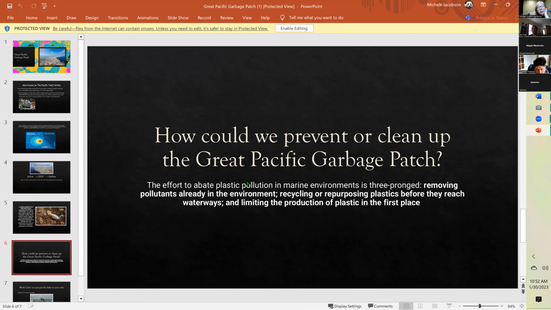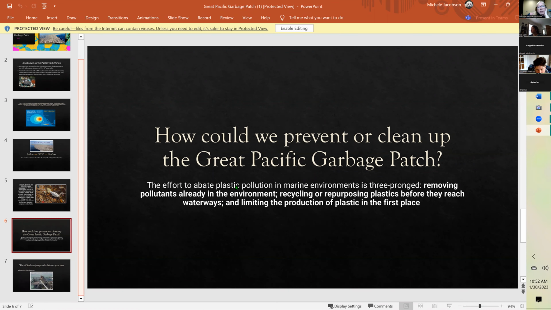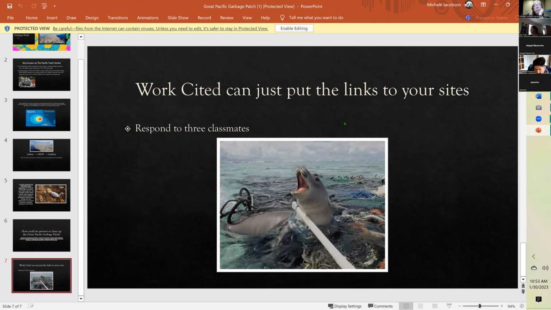How could we prevent or clean up the Great Garbage Patch? This is one where it's kind of hard to know how you start, but you've got to start. And then you would put your works cited. Remember to respond to 3 classmates. So something like that. You need at least 5 slides, follow the rubric, and if you have questions, let me know.